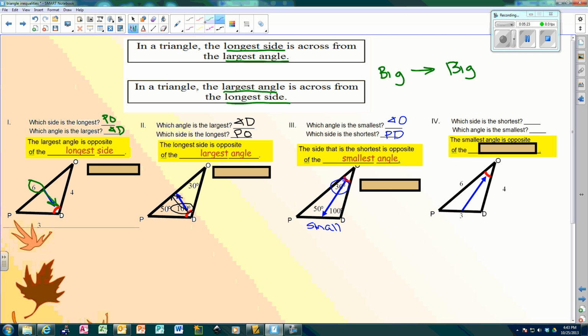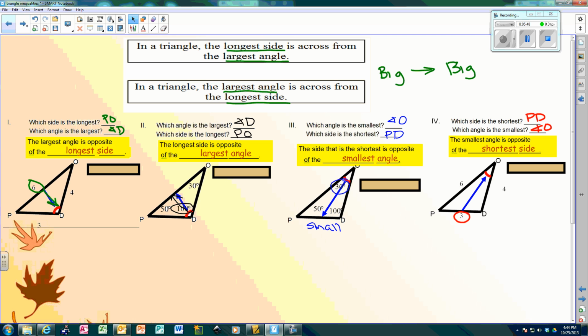And of course, that goes both ways. If I look up here, which side is the shortest? I look at my three numbers. Since 3 is the smallest, that means PD is the smallest side. Across from PD is angle O. So that means that the smallest angle is opposite the shortest side.